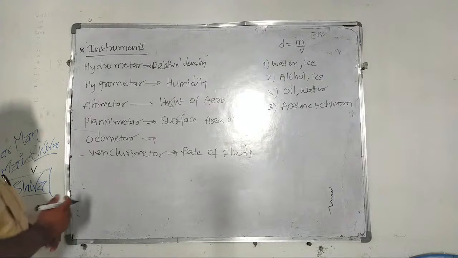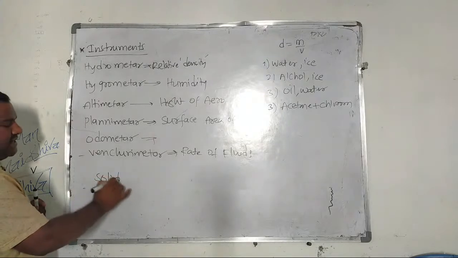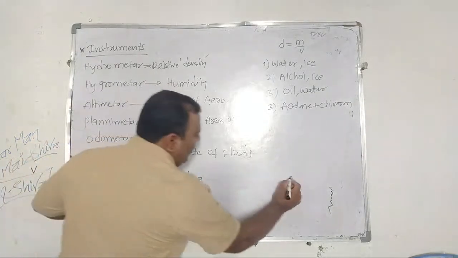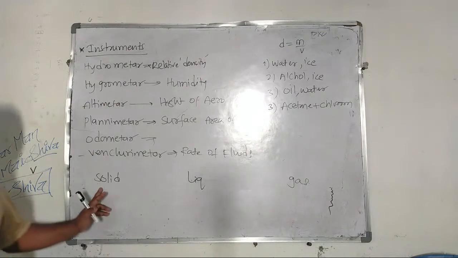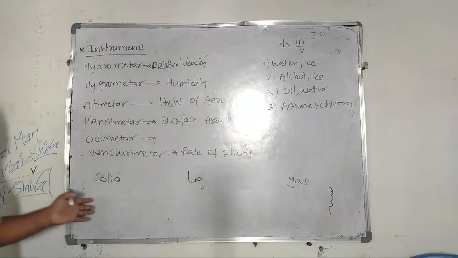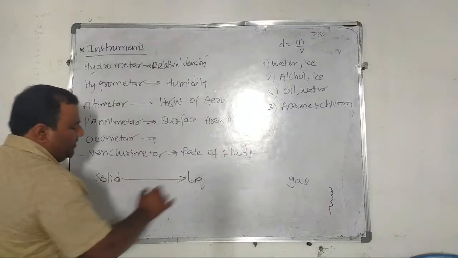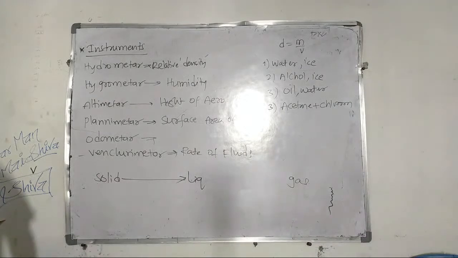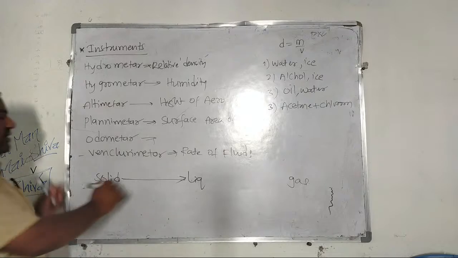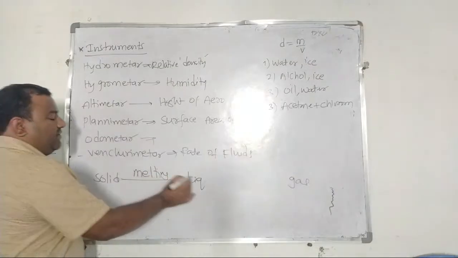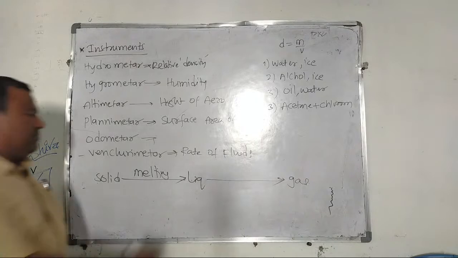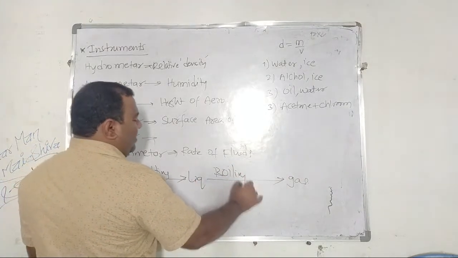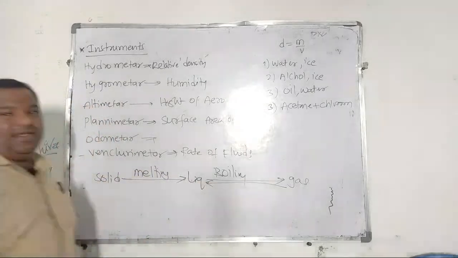And you know very well, any substance exists as solid, liquid or gas. Simple questions: conversion of solid into liquid is called melting. Fridge ice converted to water is called melting. And conversion of liquid into gas is called boiling. Next, conversion of gas into liquid.